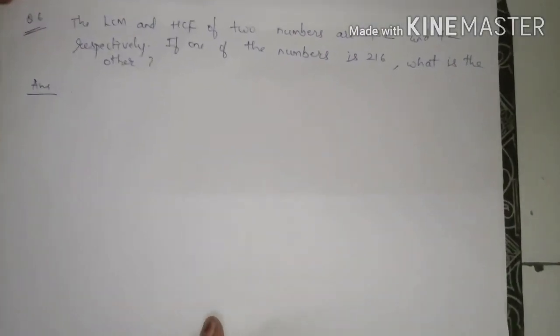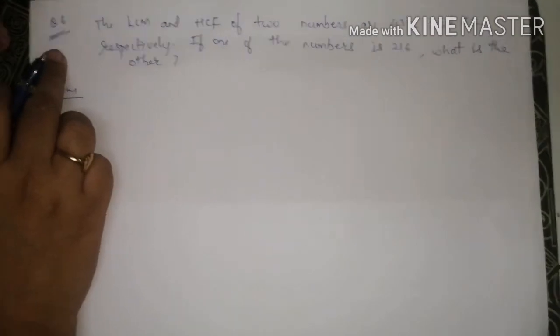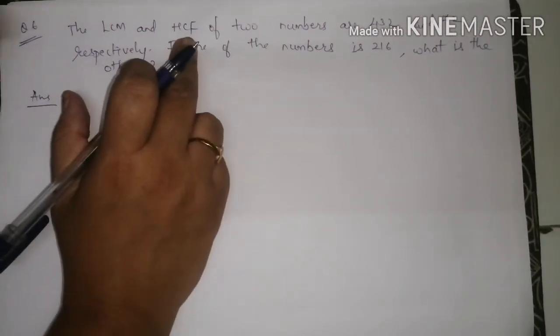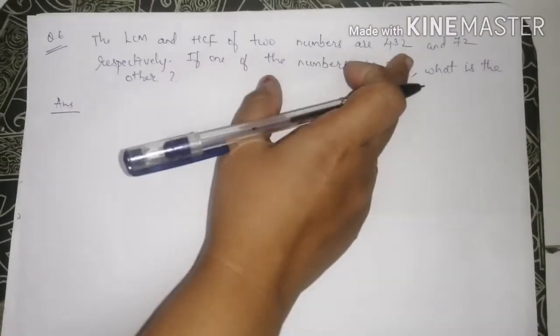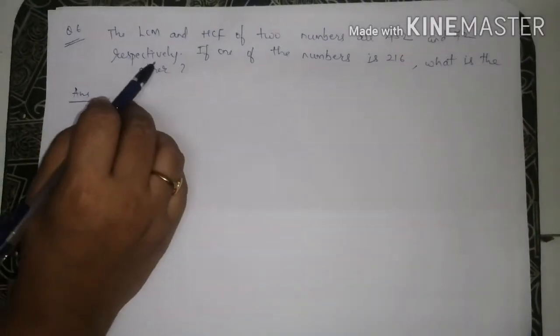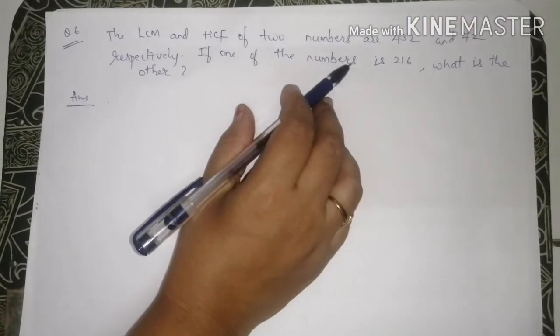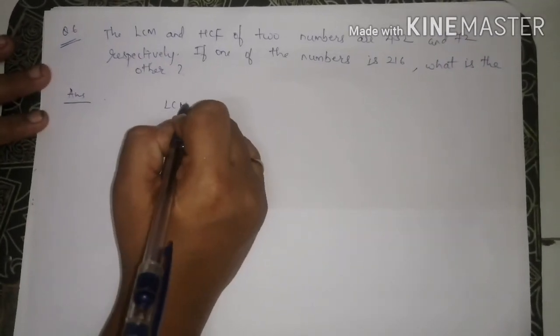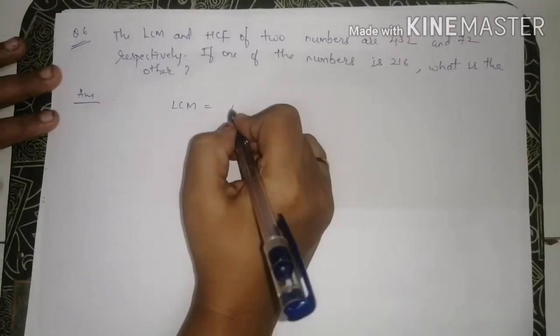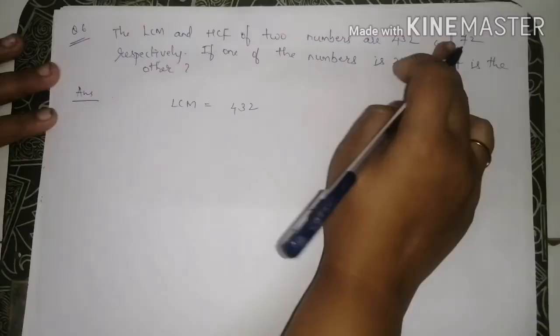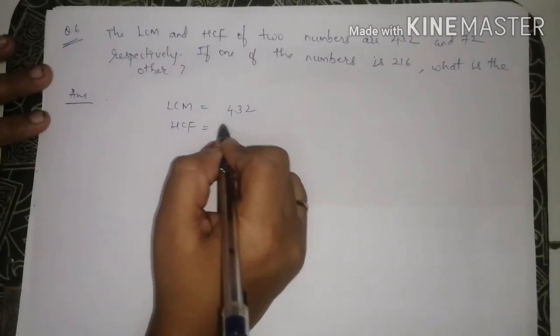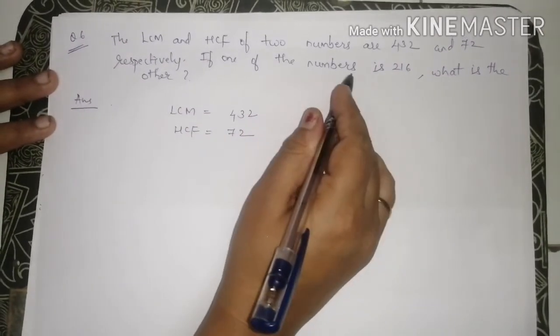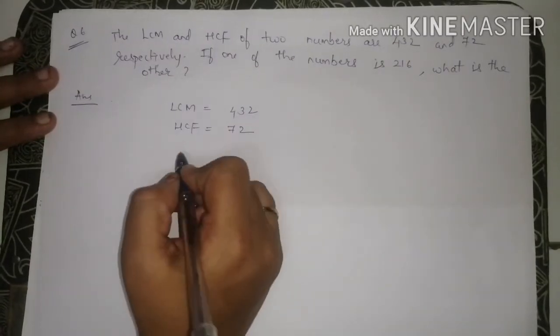So we have completed question number 5 also. I reduced the fraction in all three sums. Now question number 6. The LCM and HCF of two numbers are 432 and 72 respectively. If one of the numbers is 216, what is the other number? Children, see, LCM is given, 432. HCF is given, 72.